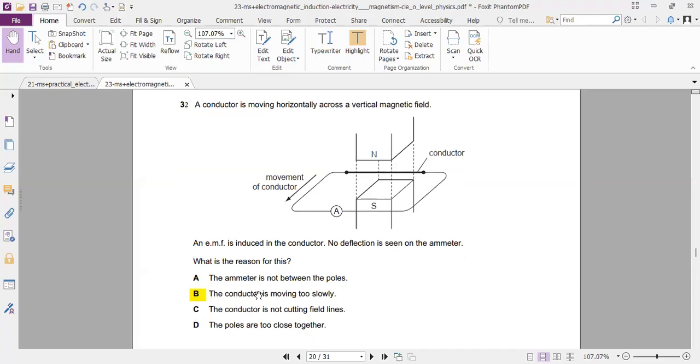Yes, the connector might be moving too slowly. That's why no deflection is seen. Why are A, C, and D wrong? Well, the ammeter is not between the poles. It doesn't have to be. Connector is not cutting the field lines. Well, as long as there is a vertical field and you have horizontal movement, either this way or this way, and obviously movement is shown in this way, so it is cutting. Poles are too close, and that doesn't really matter.